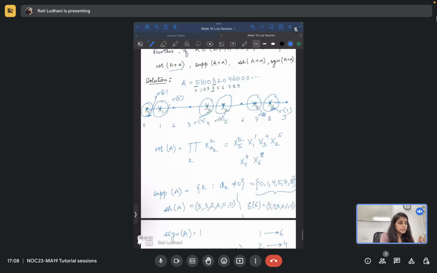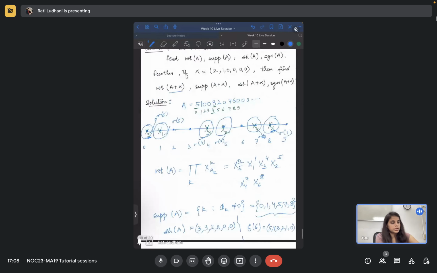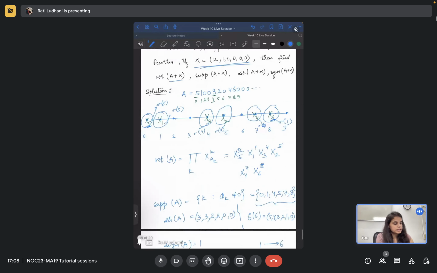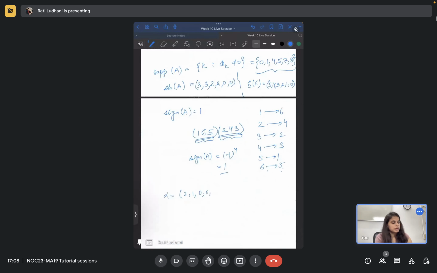Now the extra thing is, if alpha is this, alpha is 2 1 1 0 0 0 0. What does this represent? This actually represents x1 raised to power 2, x2 raised to power 1, x3 0, x4 0, x5 0, x6 0. So that means x1 is squared, x2 is 1.